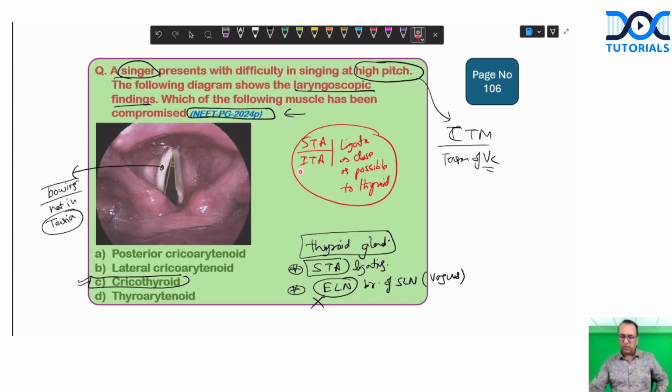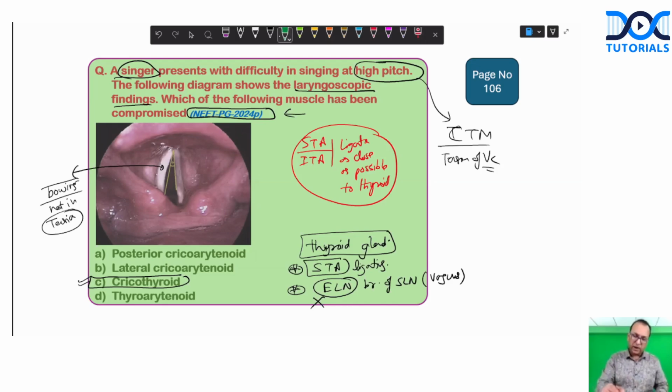So that is what. But what about the inferior thyroid artery? Why would I ligate the inferior thyroid artery? Yes, very good, you are telling perfectly fine. If you ligate the inferior thyroid artery away from the gland, then there will be a problem.